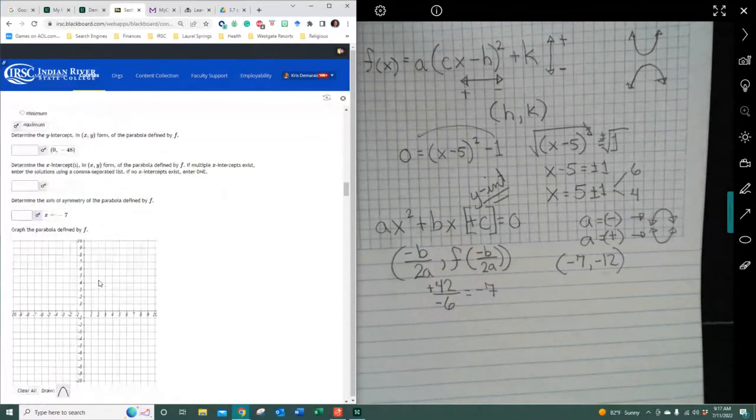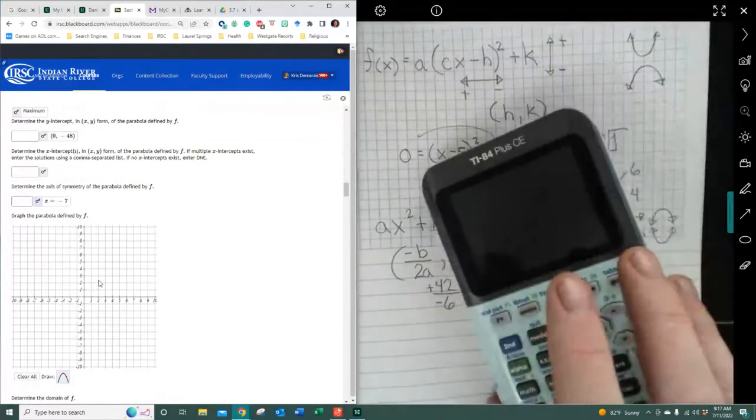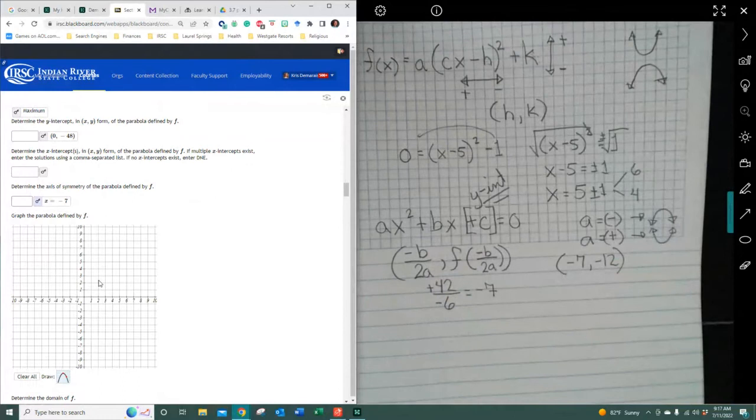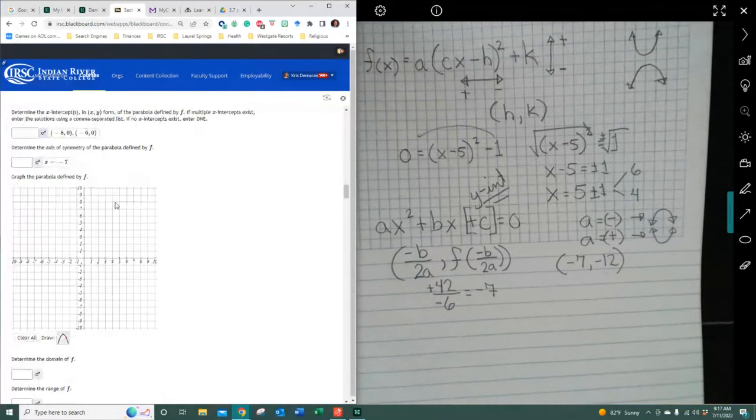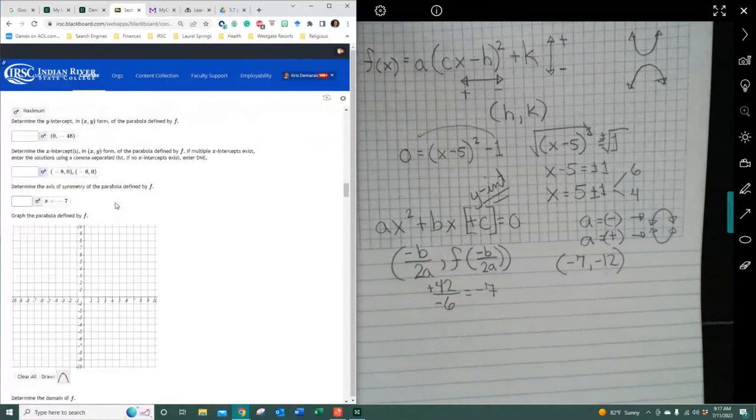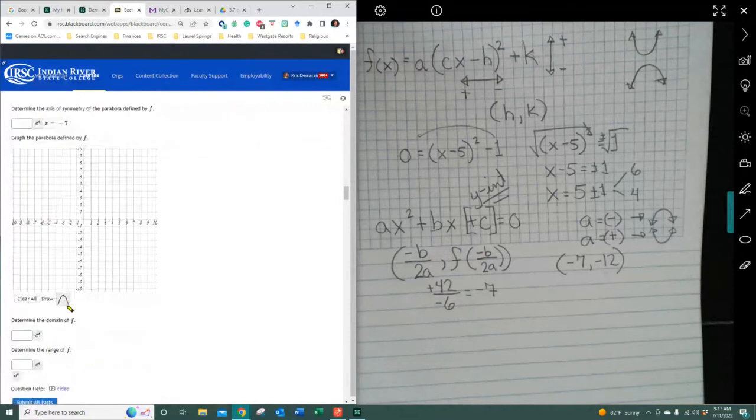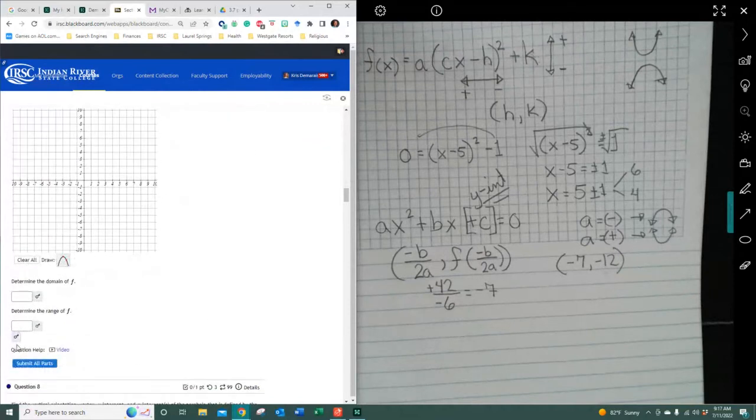All right. Now, because of the power of technology and that you're graphing it, you should be able to do that and also determine what the graph looks like based off of those same parameters. Now determine the domain.